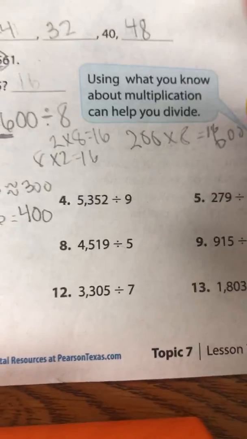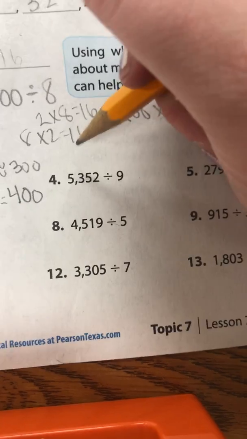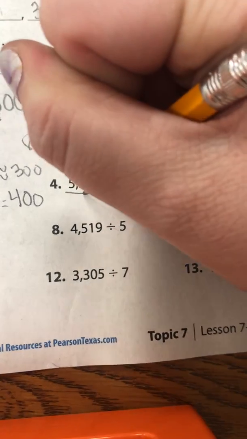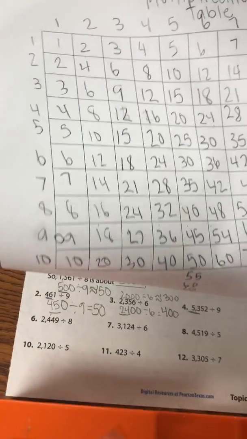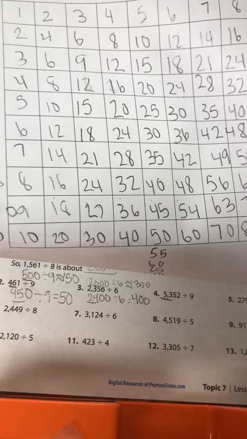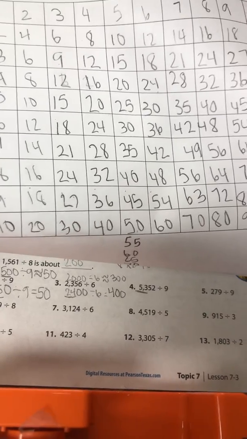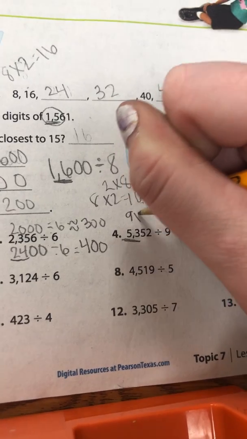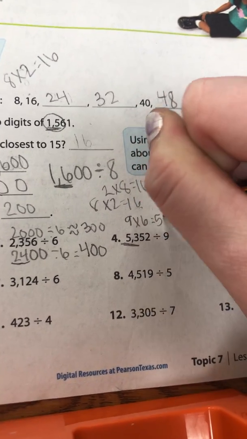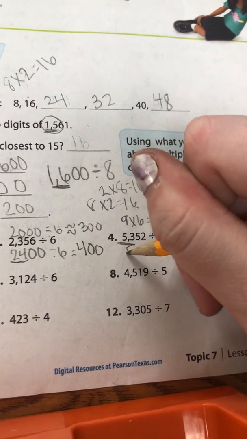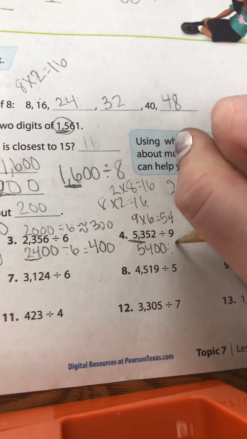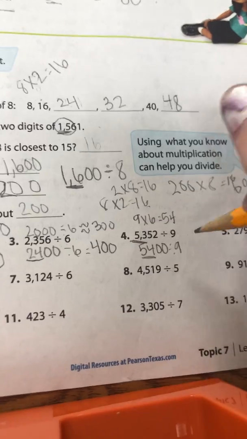So let's try again with number 4. 5,352 divided by 9. My first two digits are 53. I'm going to see if I have any 9s that are close to that. 9, 18, 27, 36, 45, 54. Okay, 9 times 6 is 54. So if I round this up to 5,400, 54 divided by 9 is 6.